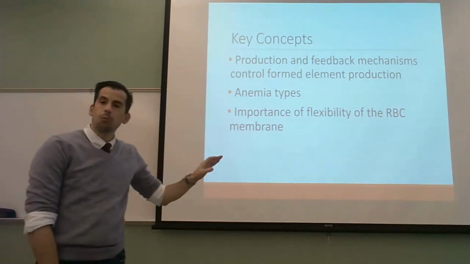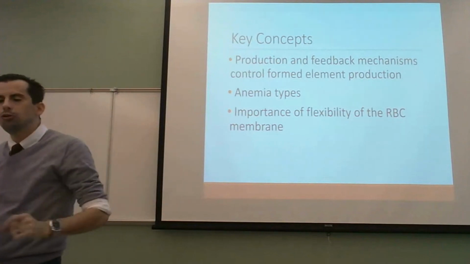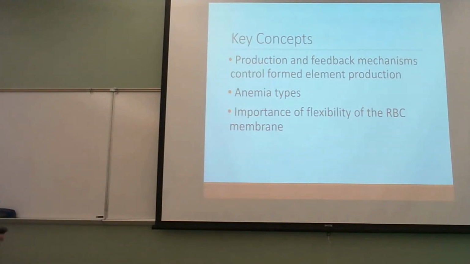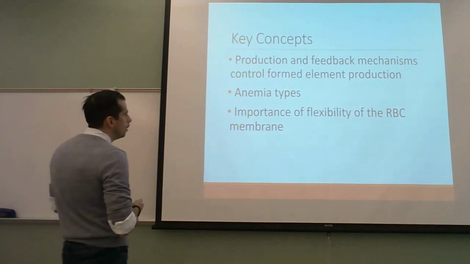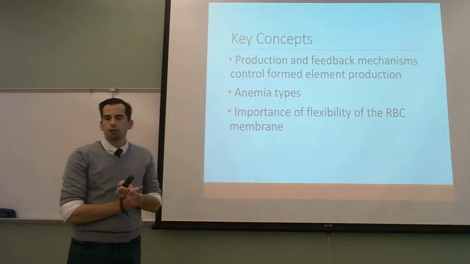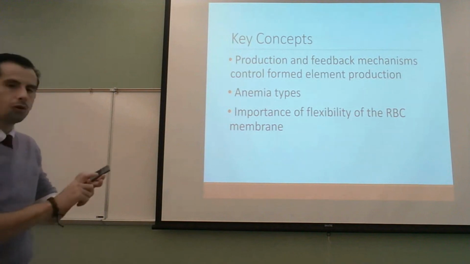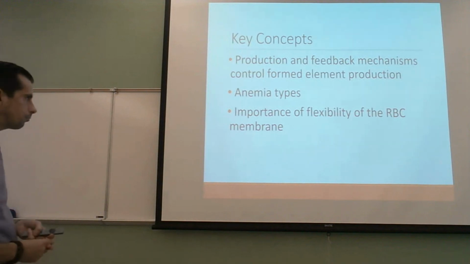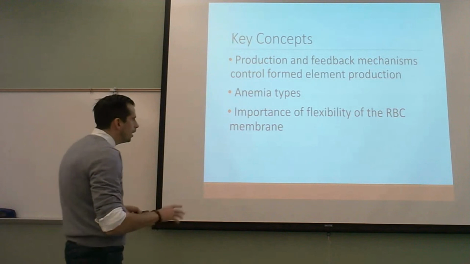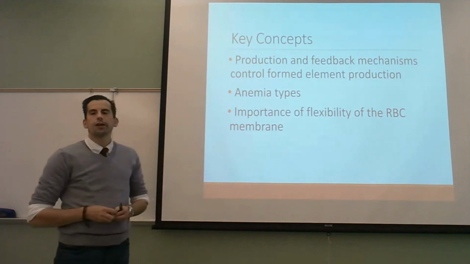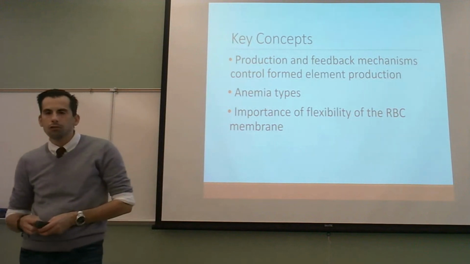So for now, again, we don't want to get into immune function too deep now because it's coming up in its own separate topic. Focus on red blood cell production and the negative feedback mechanism within. Focus on the anemia types. And again, to reinforce the importance of the flexibility of that red blood cell.